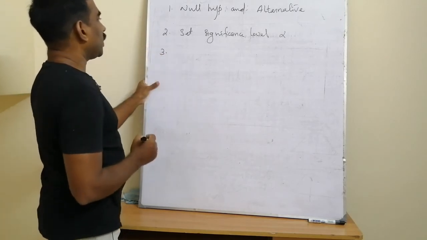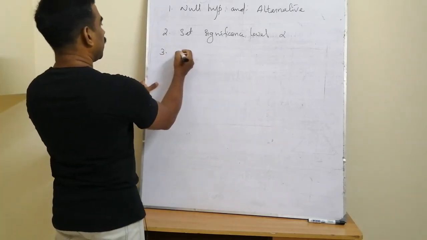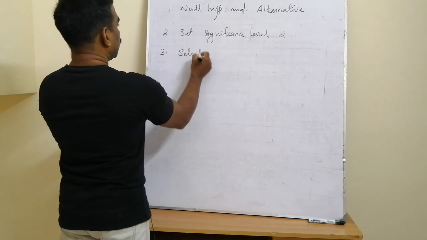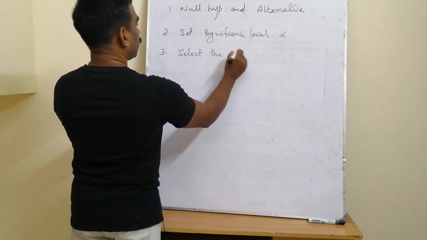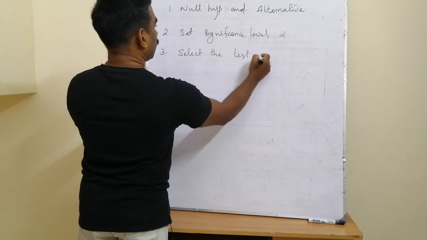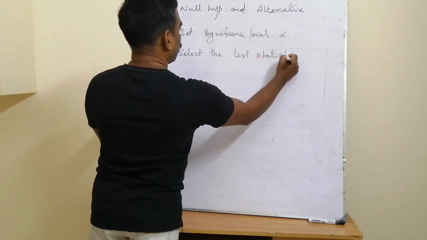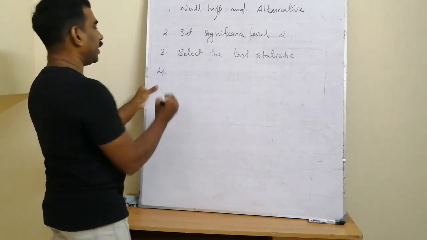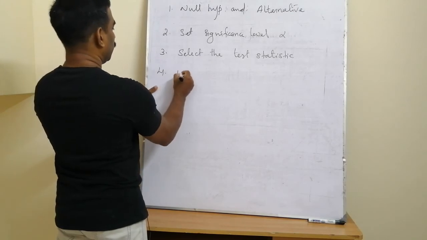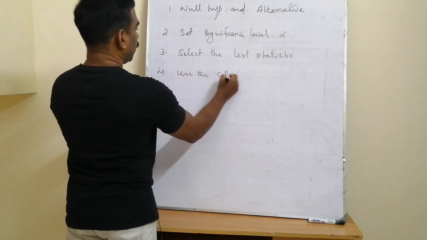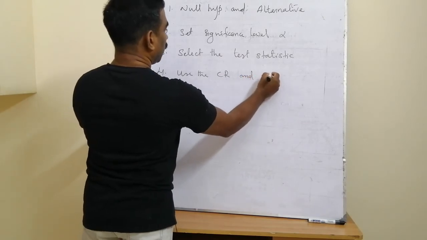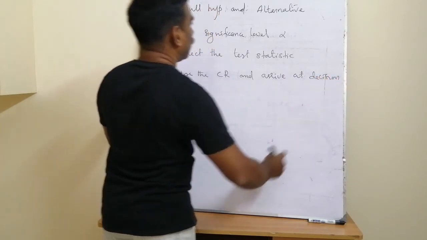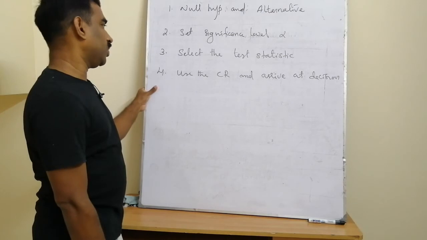And the third part is, use a proper sampling distribution, and using that sampling distribution, we will compute the value that is called the test statistic. Decide the test statistic. Now the final step: based on the test criterion or critical region, arrive at a conclusion. Use the critical region and arrive at the decision whether to accept or reject the null hypothesis.